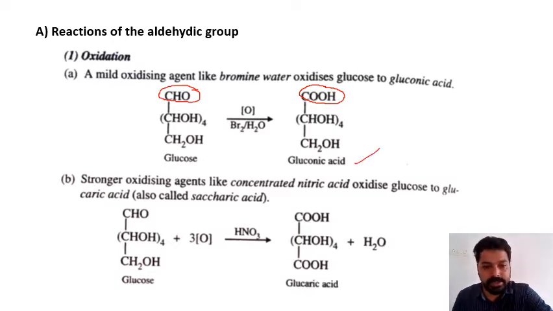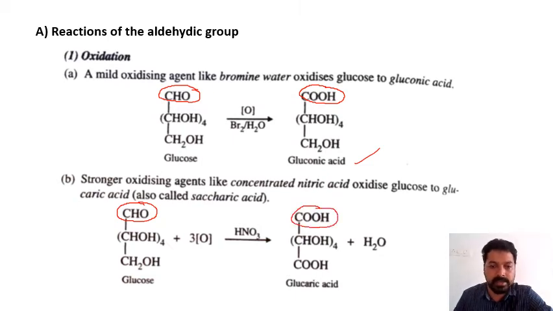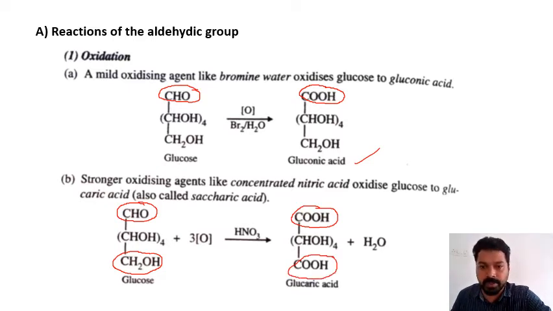Similarly, a strong oxidizing agent like concentrated nitric acid can oxidize glucose to glucaric acid. Again you can see that the CHO aldehyde group is oxidized to carboxylic acid, and this primary alcohol CH2OH is also oxidized to COOH. So this is called glucaric acid.